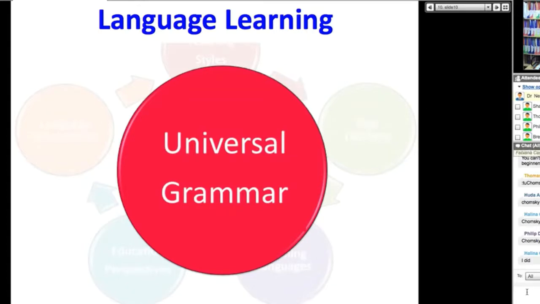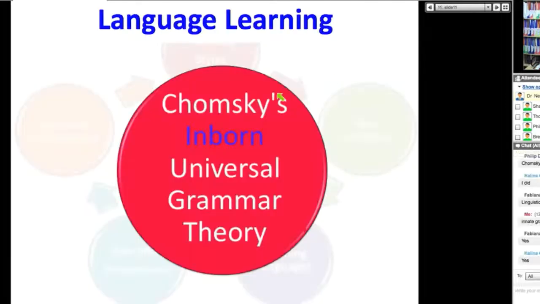It's a theory, and the theory says that we are all born with what's called innate grammar. Innate grammar means that we're all born with certain grammar parts in our brain. That's what we're born with. So Chomsky's inborn or innate universal grammar theory means that everybody, if you're born in China, or in the States, or in Russia, or in Poland, or in Paraguay, or in Germany, who else do we have here?